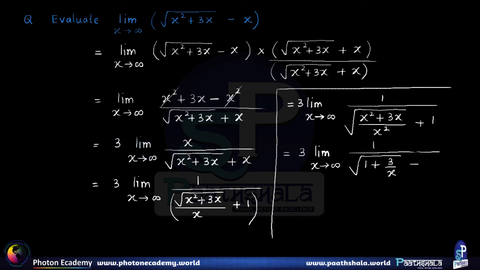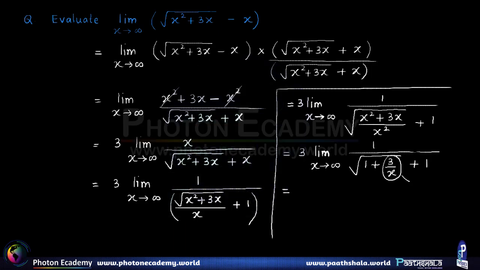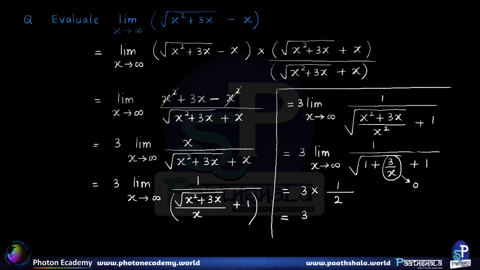Whole plus 1. Now if you see, we have got the required form, that is, x tends to infinity, and we have got the term in which x is in the denominator. So this particular term will eventually approach 0. So the limit is nothing but 3 into 1 upon square root of 1 plus 0, which is 1, and root of 1 is 1, plus 1, which is 2. So the final answer is nothing but 3/2. So this is how we evaluate the limits involving infinity.